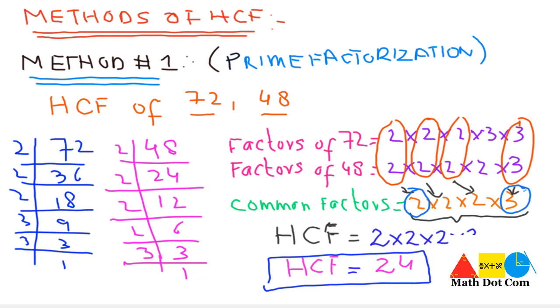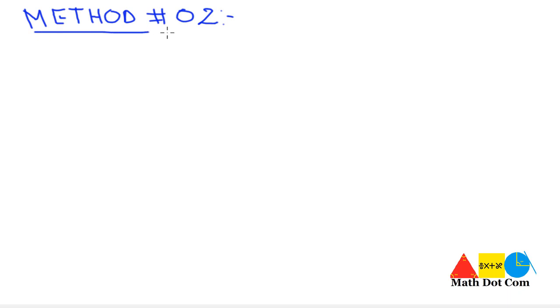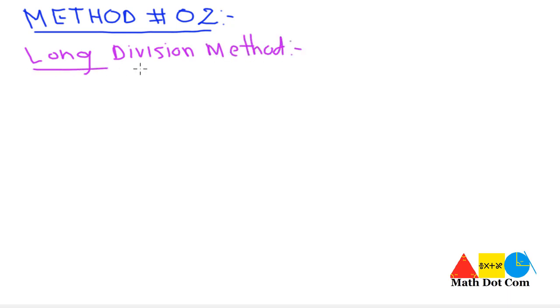Now we discuss the next method by means of an example to understand its concept thoroughly. Method number 2 for finding the HCF is called the long division method. Don't be afraid of this word, long division method.